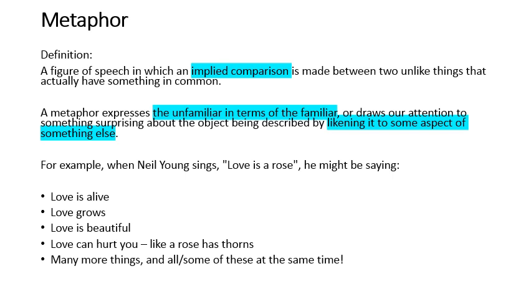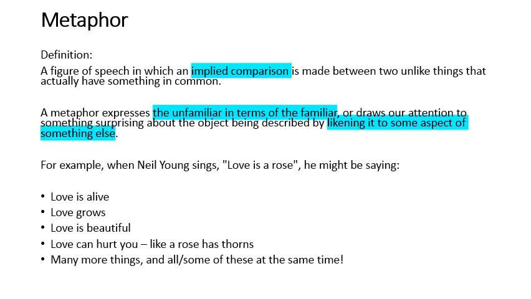A metaphor expresses the unfamiliar in terms of the familiar, or it draws our attention to something surprising about the object being described by likening it to some aspect of something else. So in the case of the cat, we're likening it to the murderer because cats kill. And that's maybe a different way of thinking about a cat than from the purring pussycat sitting on your lap.